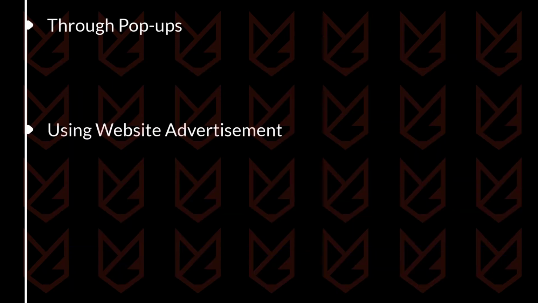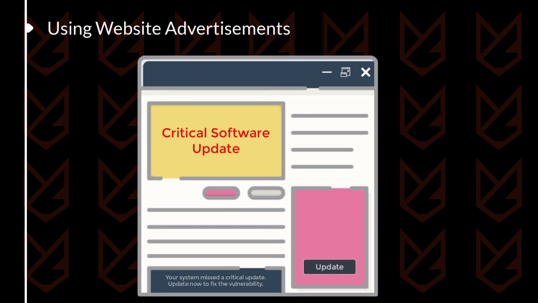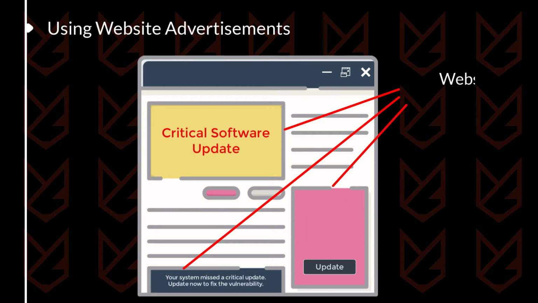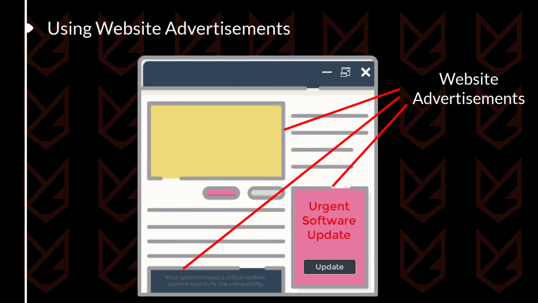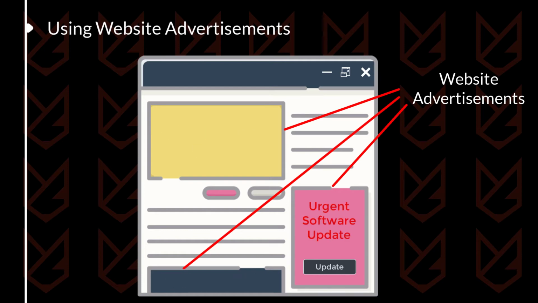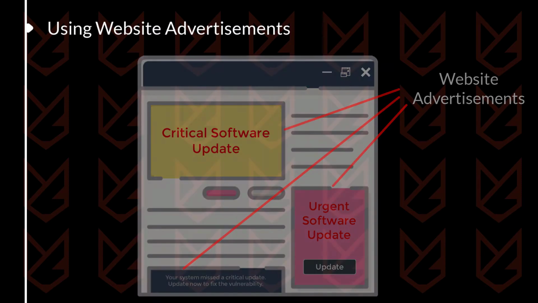Using website advertisements. Another popular method of displaying fake software update notifications is displaying advertisements on websites. The scammer contacts illegal and pirated content serving sites and asks them to show their advertisements. These ads are designed in a way that they seem like real update notifications.